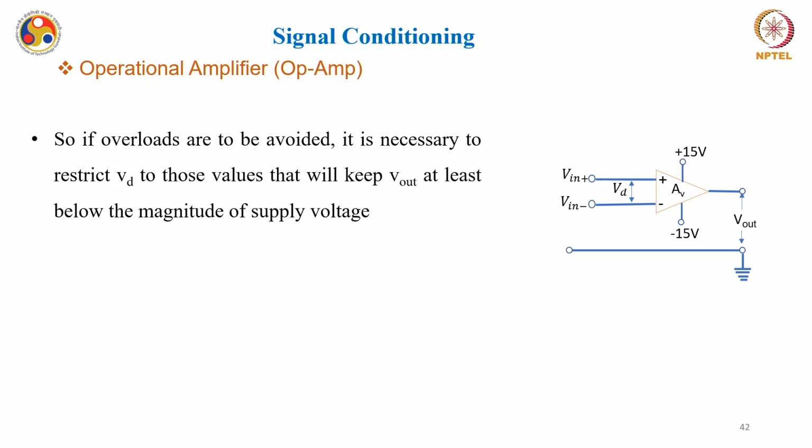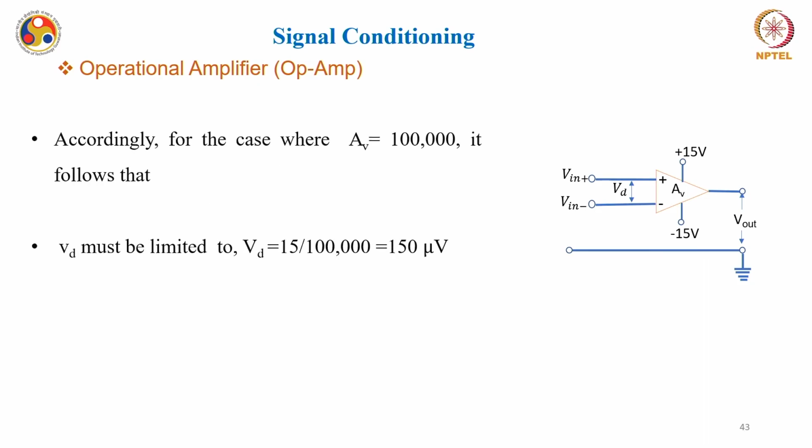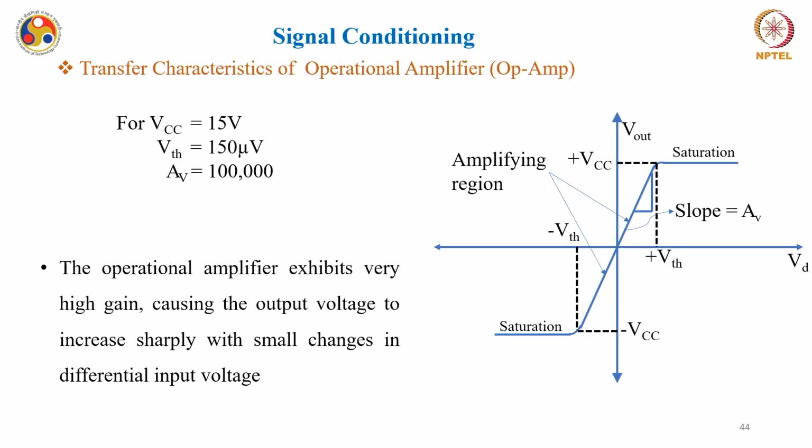Okay. So if overloads are to be avoided, it is necessary to restrict this VD value to those values that will keep V out at least below the magnitude of the supply voltage. So accordingly, for the case when, say, you have AV equal to 1 lakh and VCC as plus minus 15 volt, VD must be limited to V out by AV, say V out is reaching 15 volt. So 15 divided by AV, which is 1 lakh, is equal to 150 microvolt, just for example, to give you an idea of the numbers.